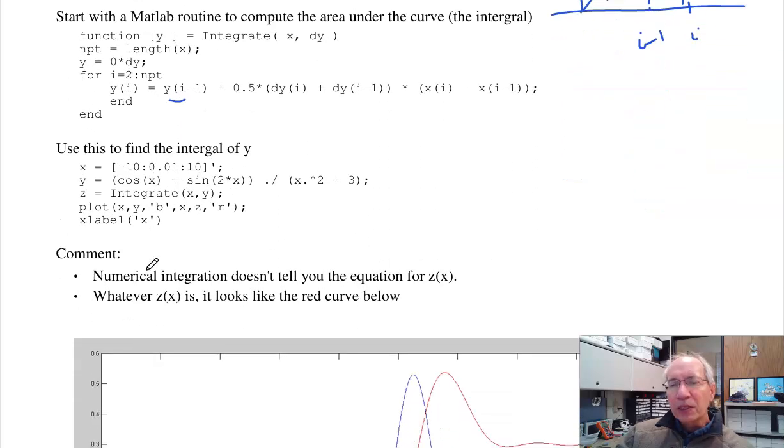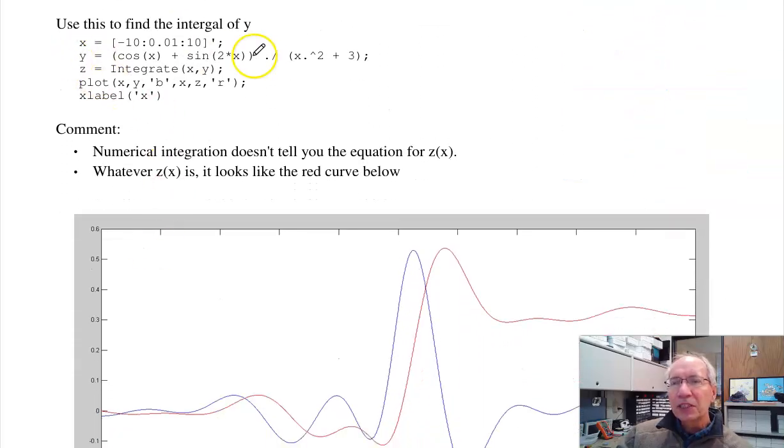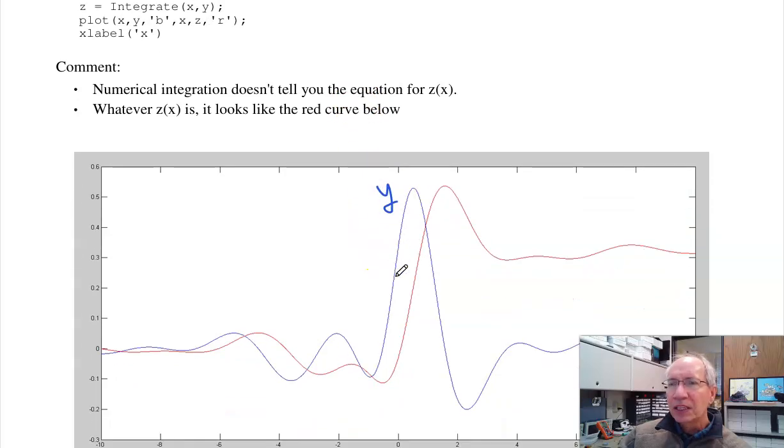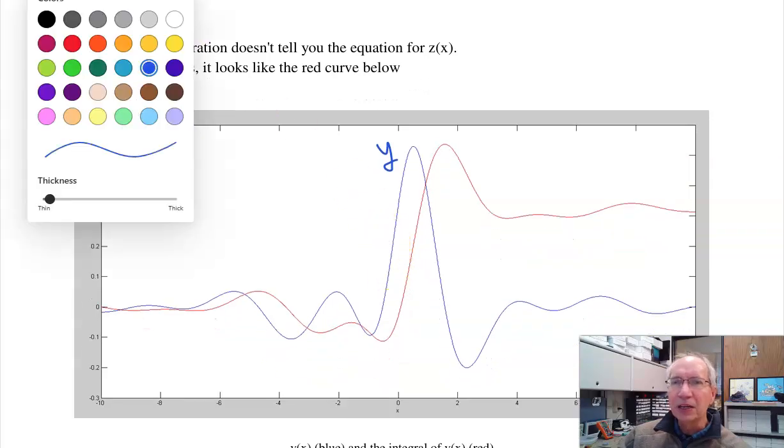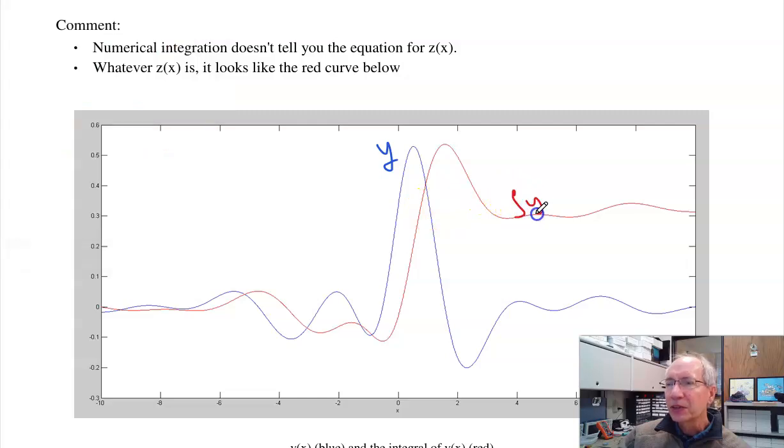The power of numerical integration is if I can get the function into Matlab, I can integrate it. So here's a function, cosine x plus sine 2x over x squared plus 3. That's what the blue line is, that's y. The integral, I don't know what that is, but Matlab doesn't care. If I can get the function into Matlab, I can integrate it. So this is what the integral looks like.